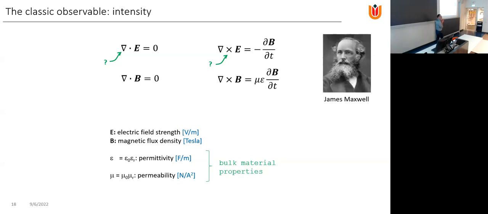Let's go back to a little bit more familiar ground and the observable in the classic theory, the intensity. The first slide had Maxwell on it, famous for Maxwell's equations. Here they are: coupled differential equations that relate the electric field strength and the magnetic field. So these are the fields. There are material properties in here, epsilon, the permittivity, and mu, the permeability, the associated units that describe the material.